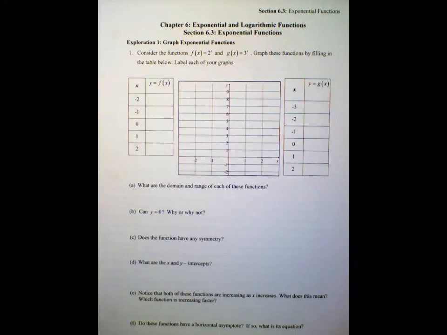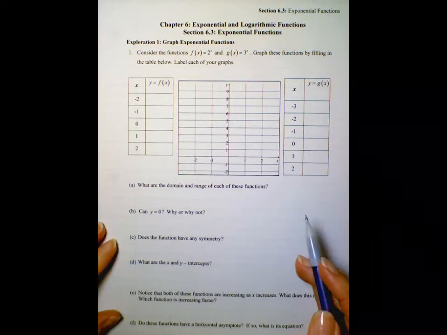We will begin Chapter 6 on exponential and logarithmic functions with Section 6.3 on exponential functions. So let's start with an exploration. We'll consider the functions f of x equals 2 to the x and g of x equals 3 to the x. And we're to graph these functions by filling in the tables and labeling our graphs.